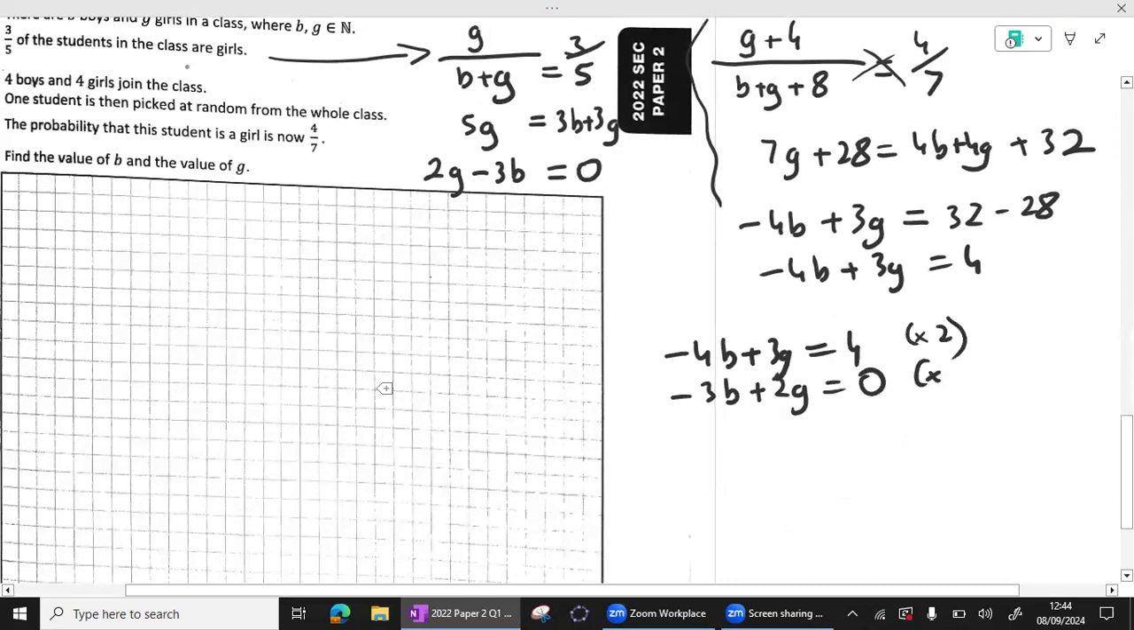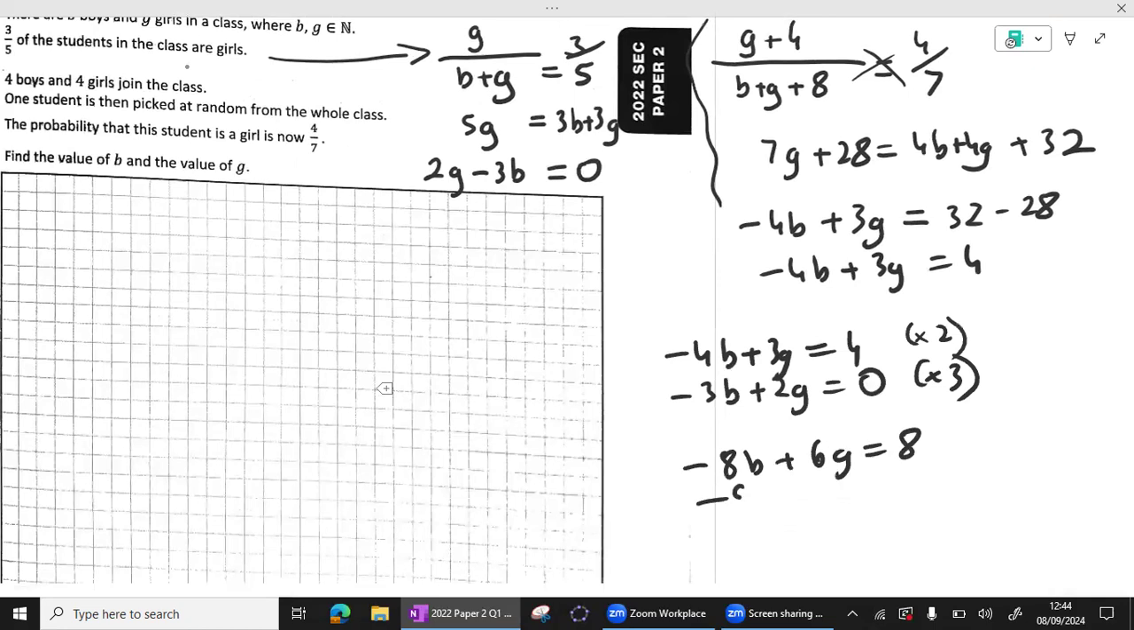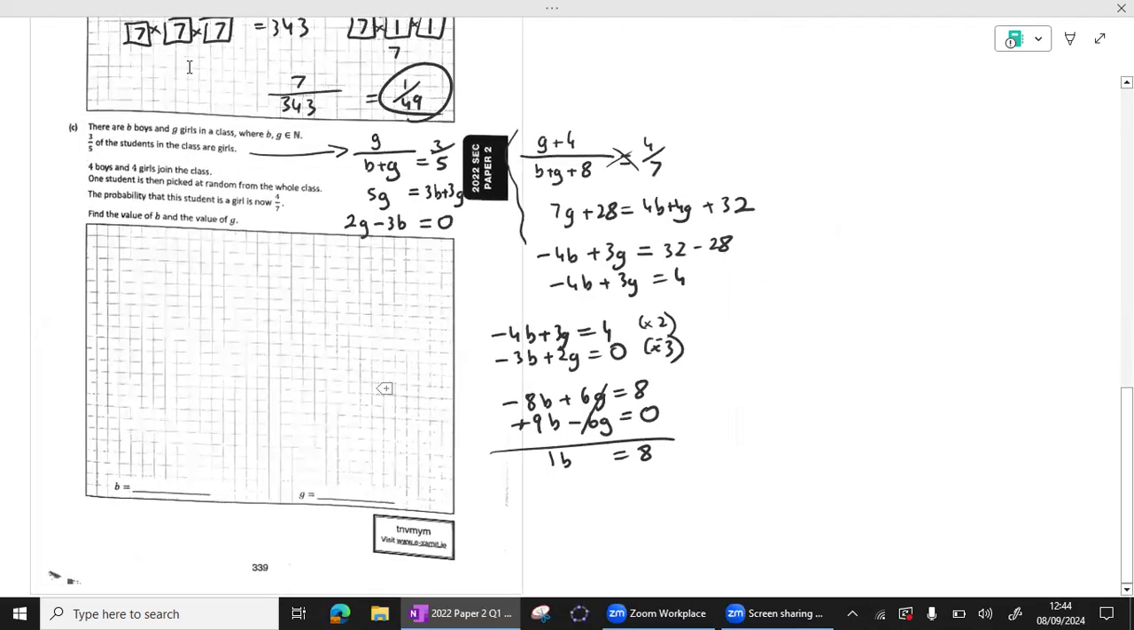Now I need to get them to match, but have opposite signs. So I'll have to go for a minus 3 on the bottom. So that'll change that to plus 9B minus 6G, and then 0. They cancel, and I'm left with 1B is equal to 8. So that would suggest there are 8 boys.